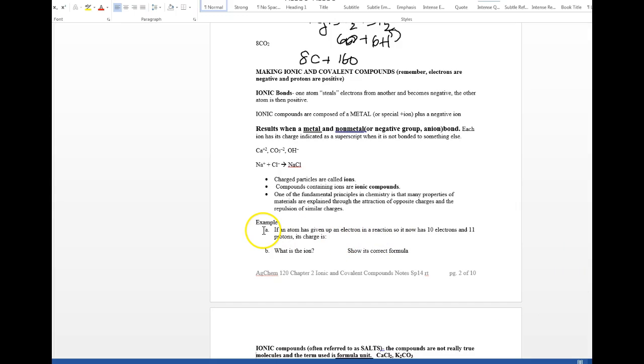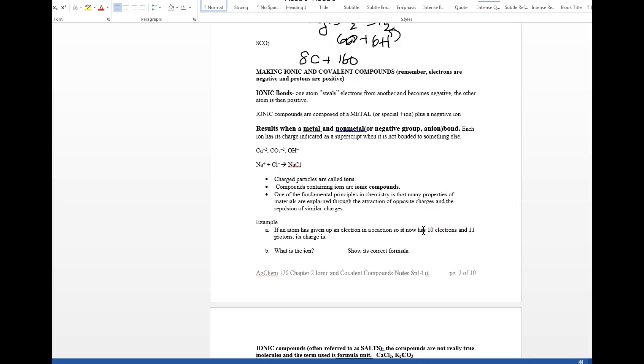If we have an atom that has given up an electron in a reaction, so it now has 10 electrons and 11 protons, so I've got fewer electrons and more protons. What is its charge? Well, if I've got more positives than negatives, that means it has to be a positive 1, because I've got 11 protons and only 10 electrons.